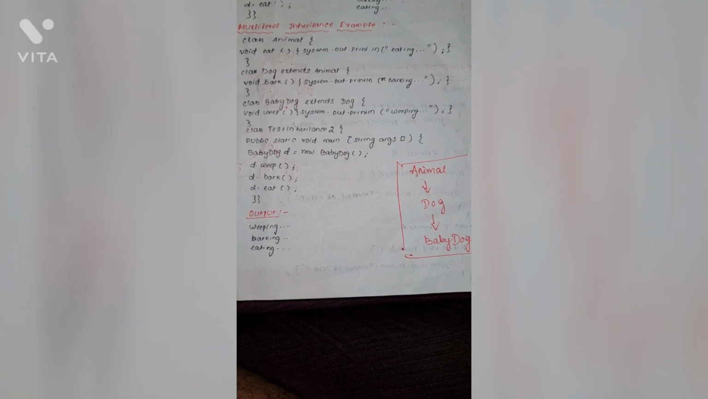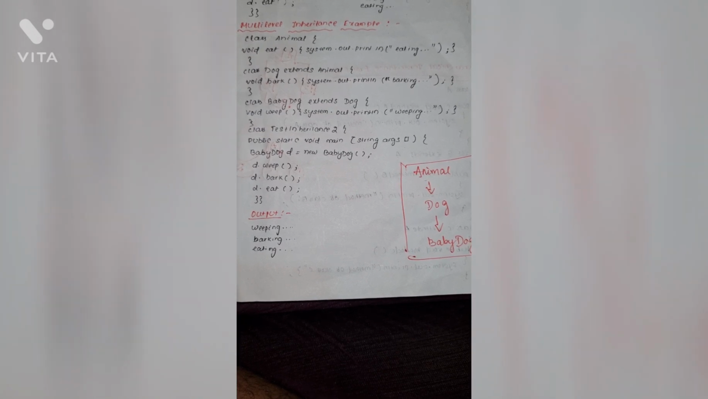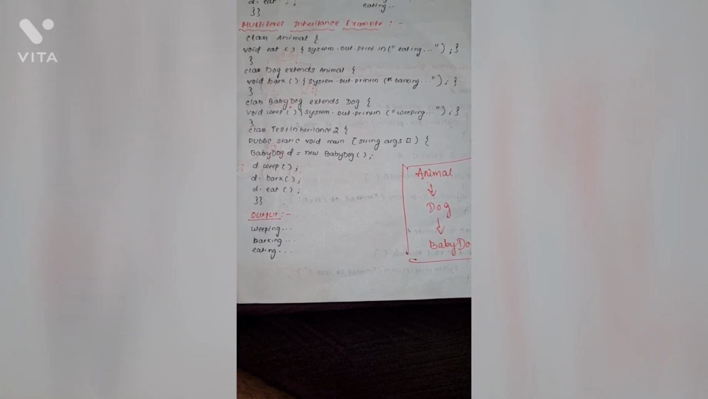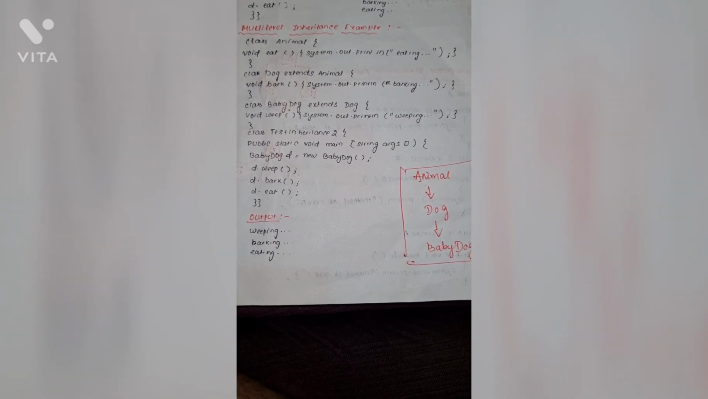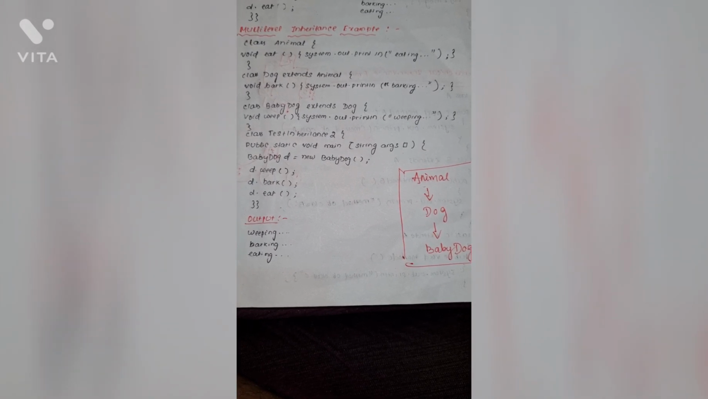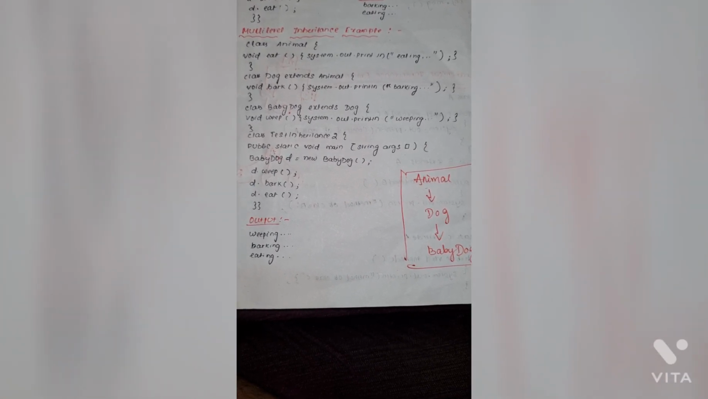Coming to the multi-level inheritance, I'll use animal as the parent class and dog as the intermediate subclass, which will act as a superclass for another class known as baby dog. So I have described the class animal, then the function eat, then class dog extends animal, then again I have put bark as the function and in the print there is barking. Then I have described another class known as baby dog that has extended from dog. That's why class baby dog extends dog. I have used another function, the whip function, and in the println I write whipping.